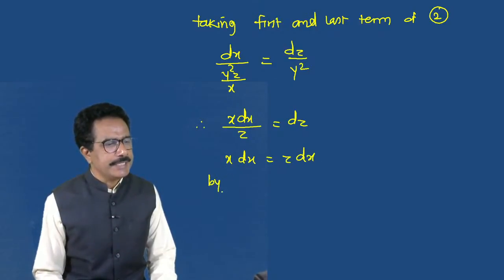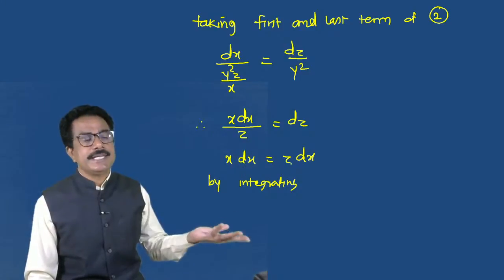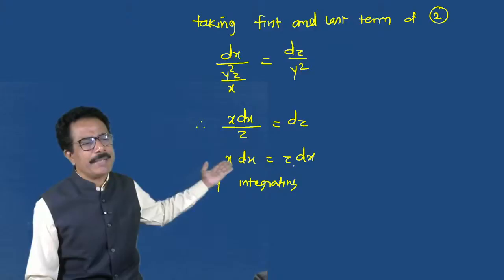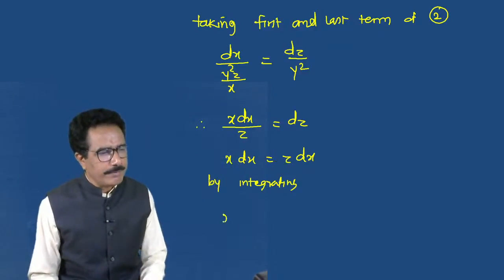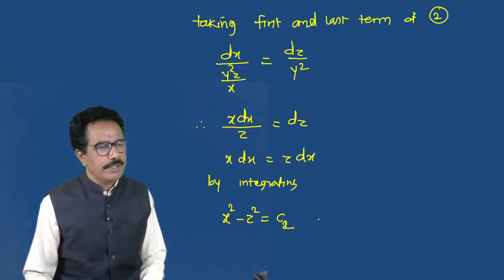By integrating, the integration of x is x square by 2, and the integration of z is z square by 2, or multiply by 2 and then take it here. So it will be x square minus z square is equal to c1 c2. Suppose this is equation number 4.